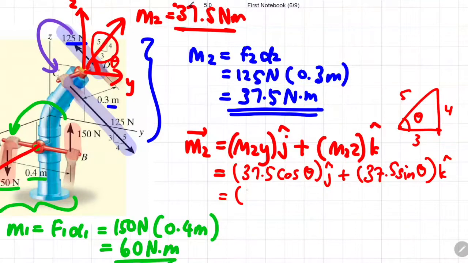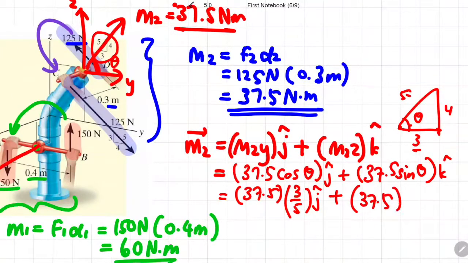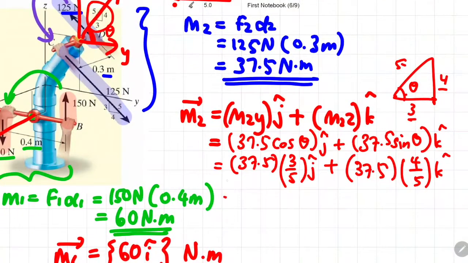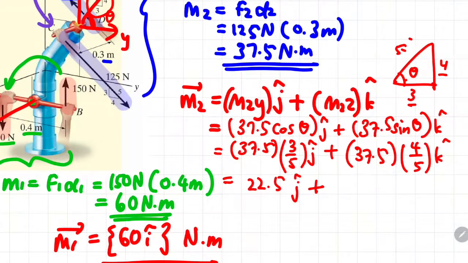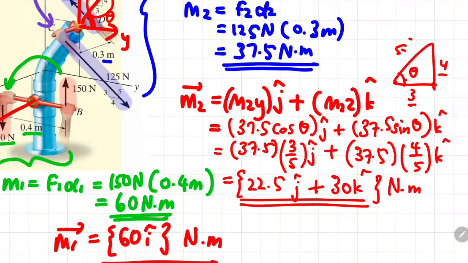So therefore, I can rewrite my equation whereby 37.5 and then cos theta in this case would be 3 over 5, adjacent over hypotenuse. And then for the next expression is 37.5 sin theta. Sin theta will be equivalent to opposite over hypotenuse, which is 4 over 5. You can use your calculator and you will get the vector of the second moment to be 22.5j plus 30k, and the unit for this moment is Newton meter.